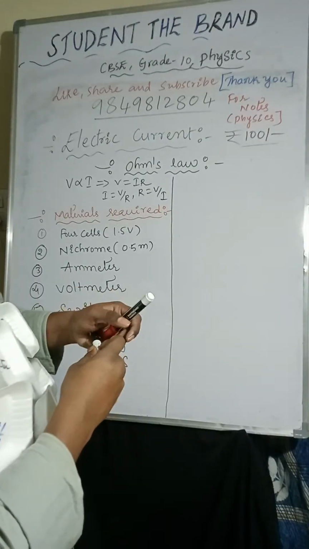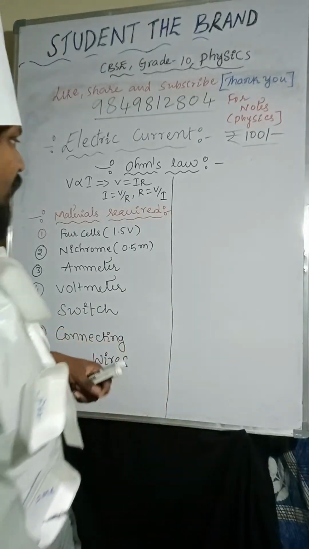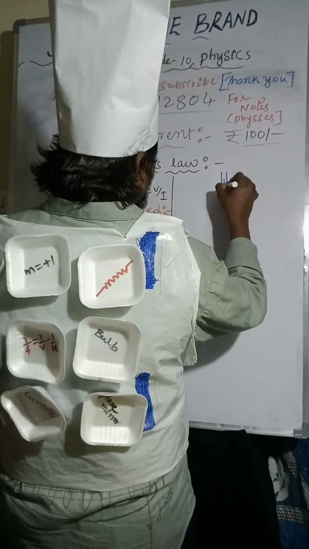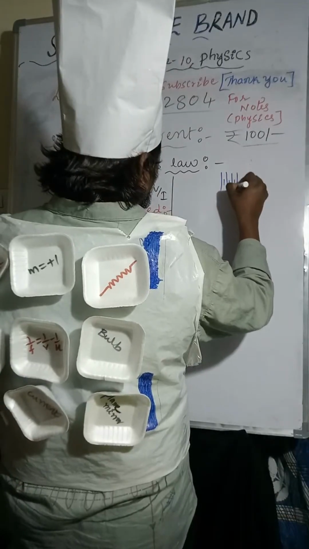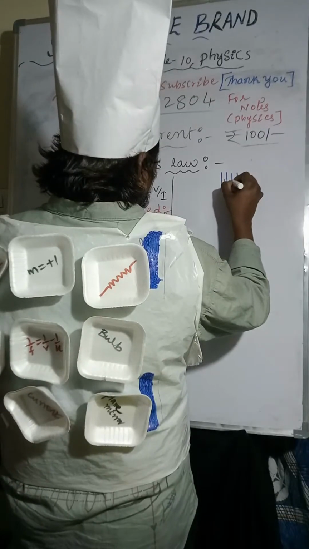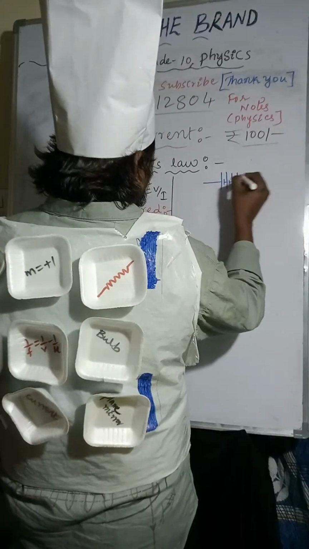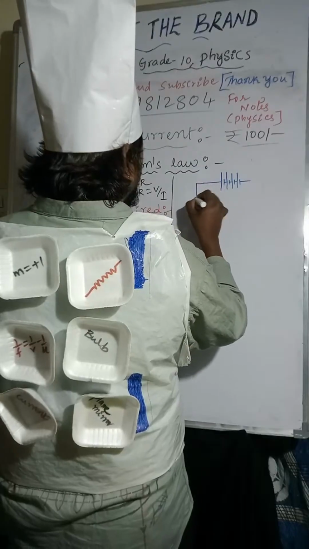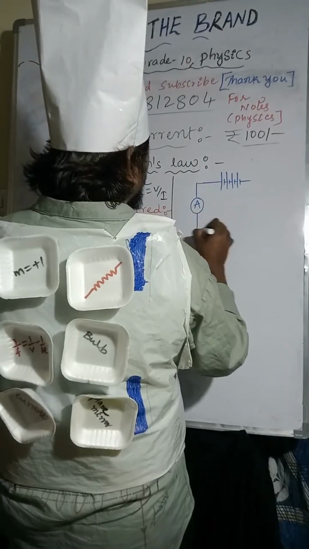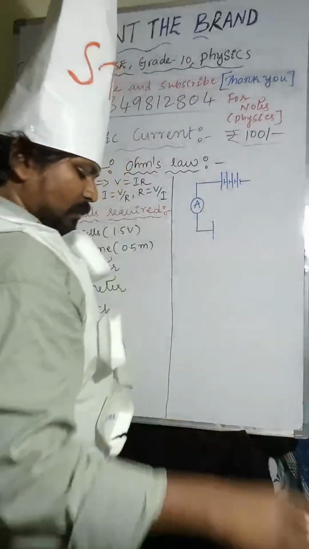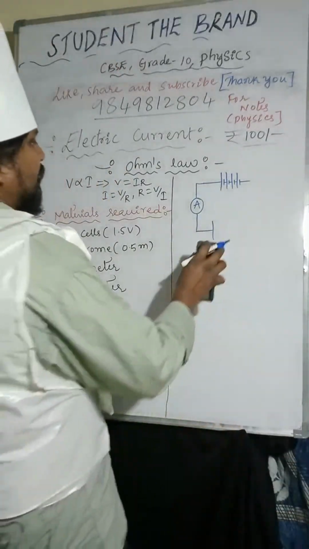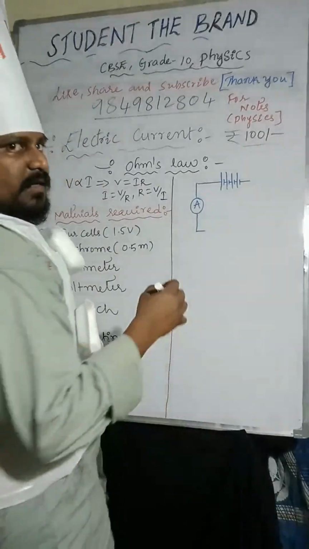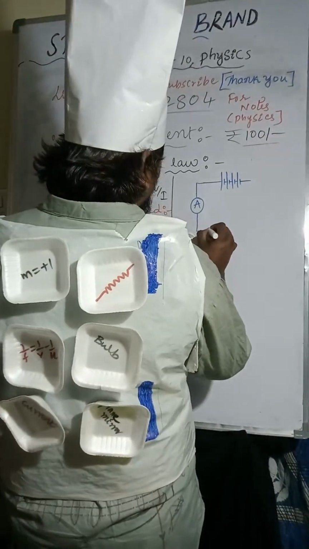Okay. So now we will draw the circuit diagram. Actually we have to take a resistor. Here we have to take a resistor, that is nothing but the nichrome wire.